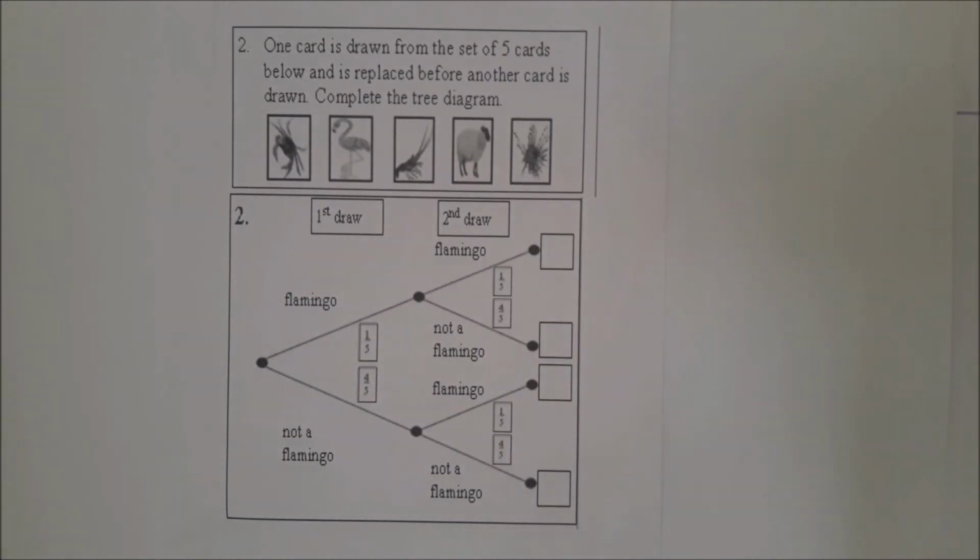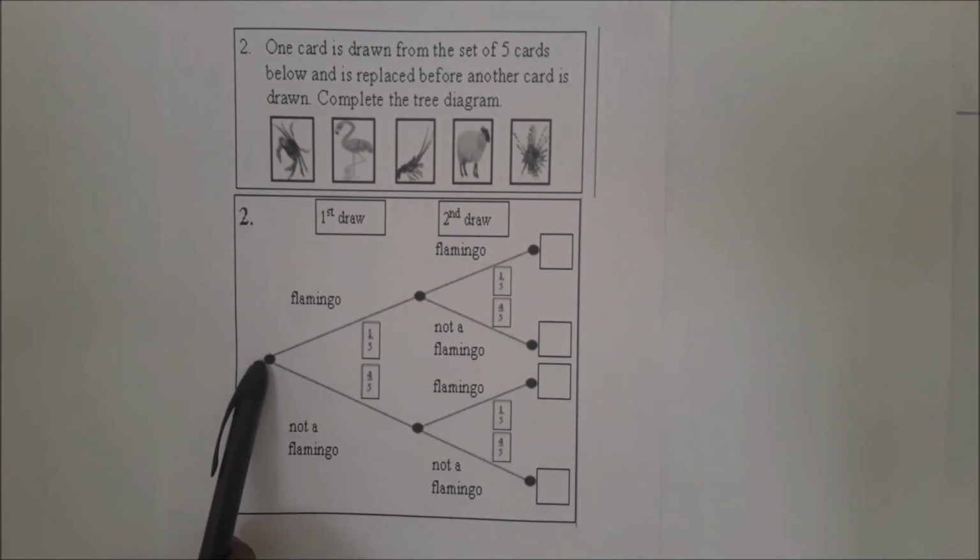Okay, Precious, read number 2. 1 card is drawn from the set of 5 cards below and is replaced before another card is drawn. Complete the tree diagram. Okay, so look at the tree diagram. You have 5 cards, one with a crab, one with a flamingo, one with a crawfish, one with a sheep, and one with a lionfish. So for the first draw, you have flamingo. If you draw flamingo and flamingo, Precious will explain what you do. Go ahead.